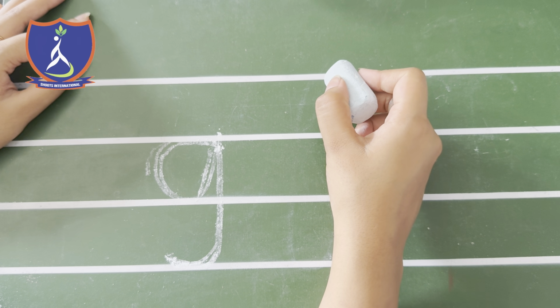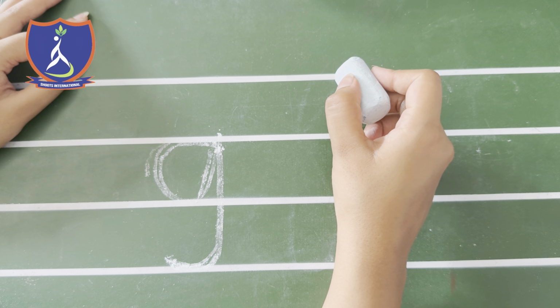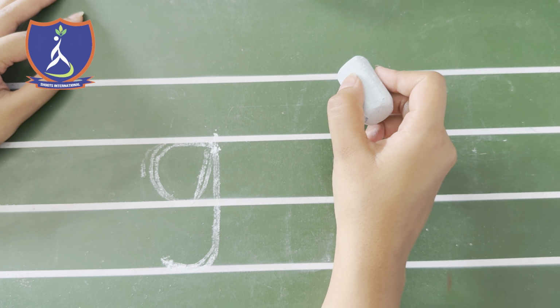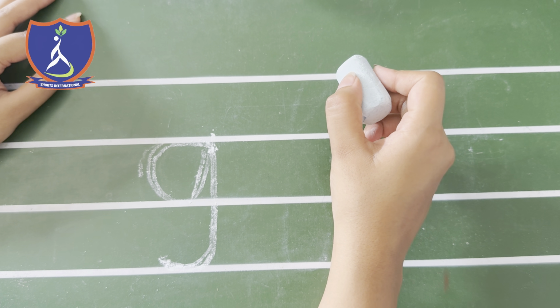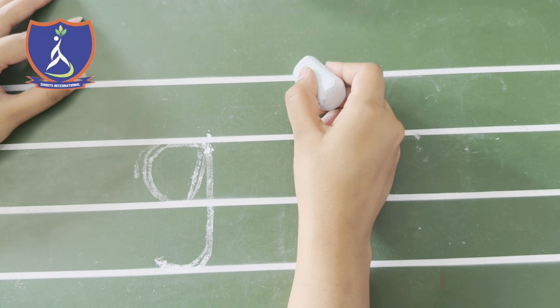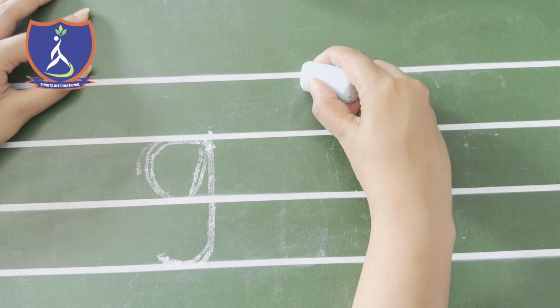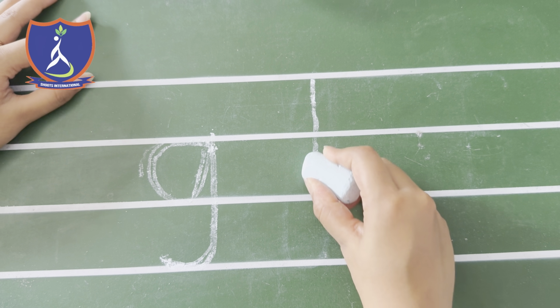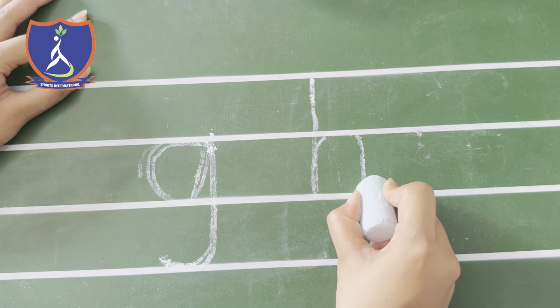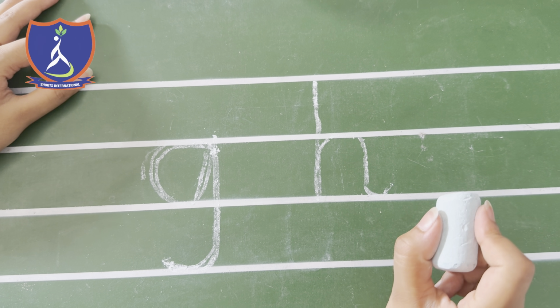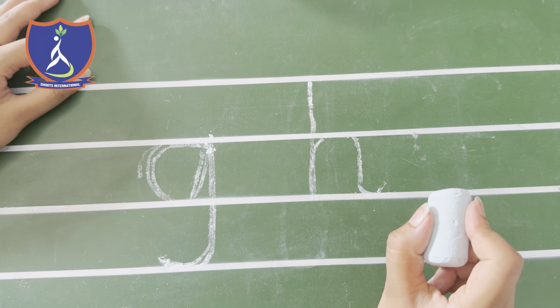The next letter is the letter H. H as in house. H as in hut. Start from the skyline, come down, up and around. This is the letter H, right?